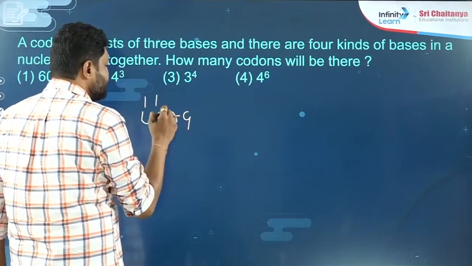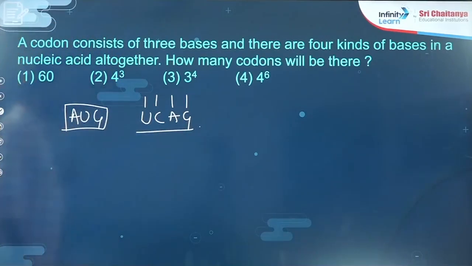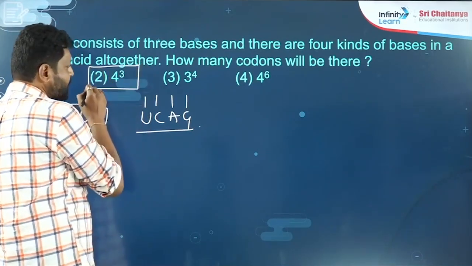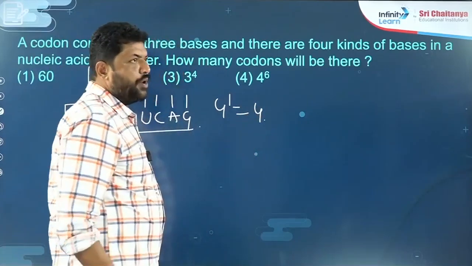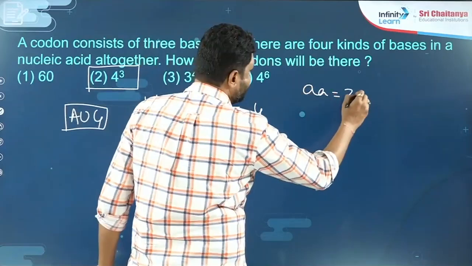U, C, A, G: uracil, cytosine, adenine and guanine. How many types of codons are possible? That is 4 to the power of 3, because with 4 to the power of 1, which is 4, only 4 amino acids will be coded. The number of amino acids is equal to 20.